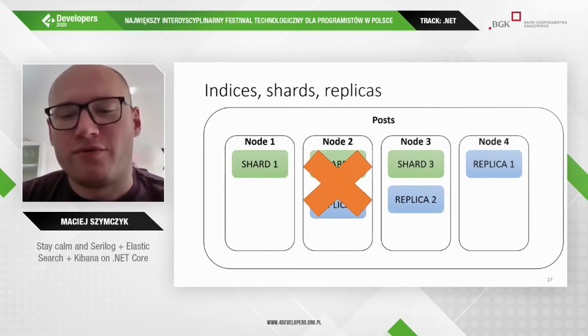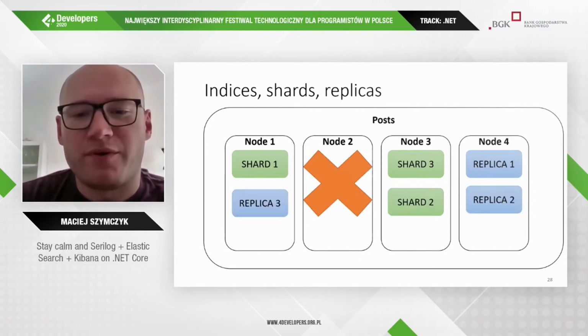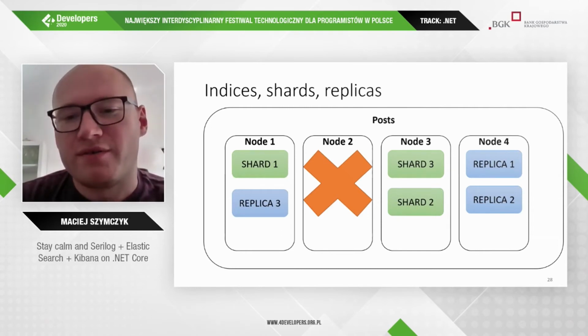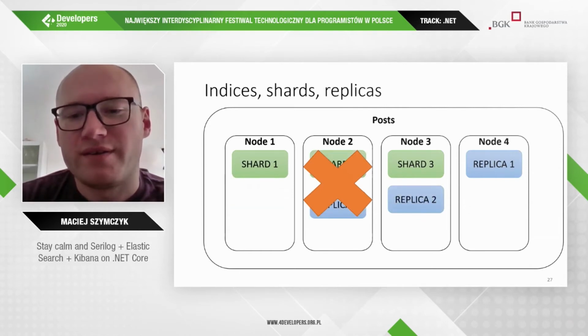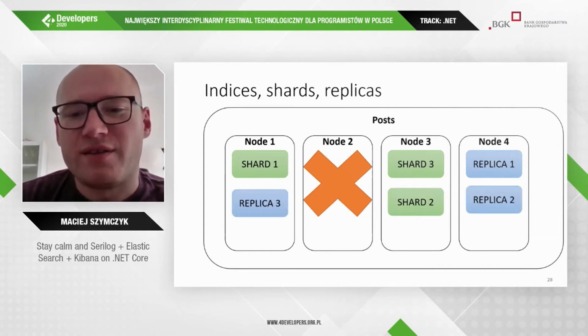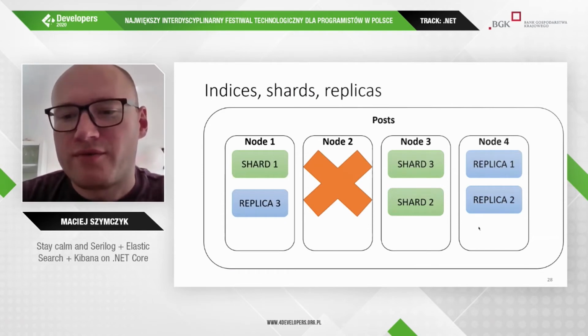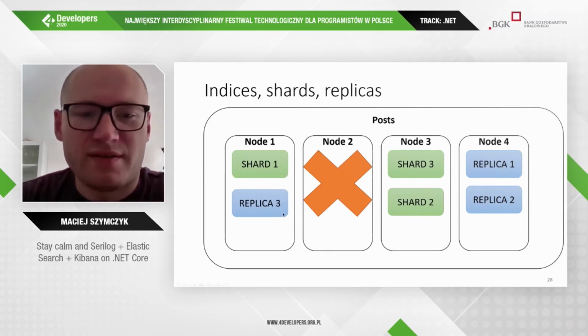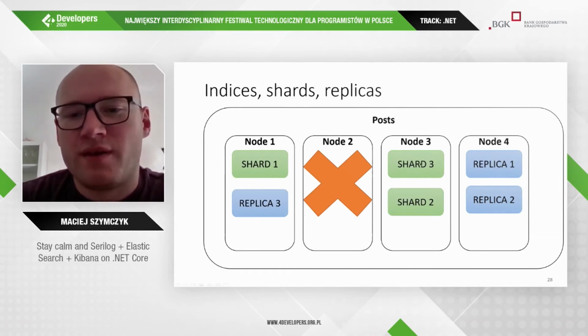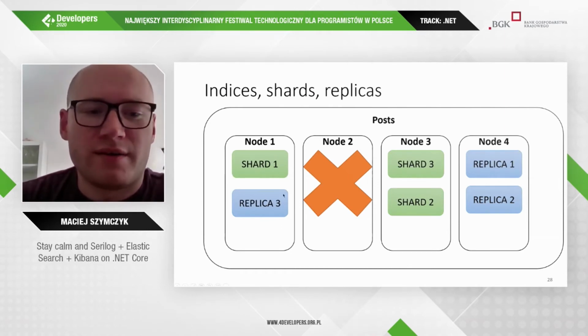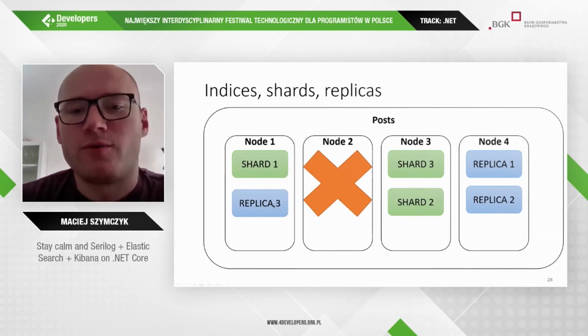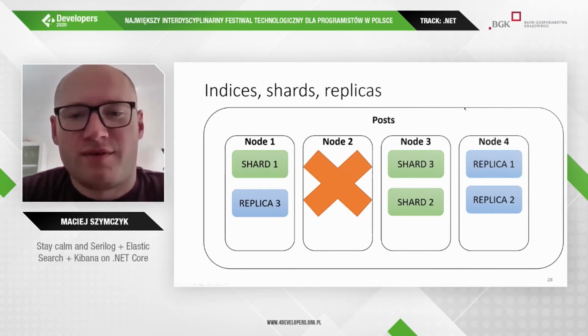So replica number 2 will now become the primary shard, because we have only 1 shard and 0 replicas of shard number 2. Replica 2 will be cloned from shard number 2 and put in node number 4, and the same with replica number 3. So shard number 3 will be allocated and put as a replica into node 1. So we lost 1 node, and everything is all right. We can deal with it.